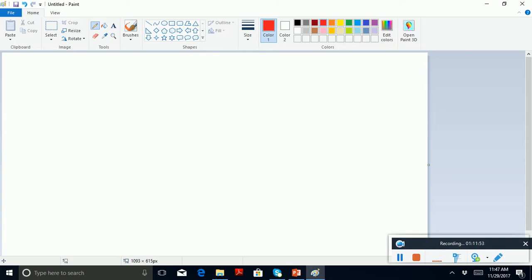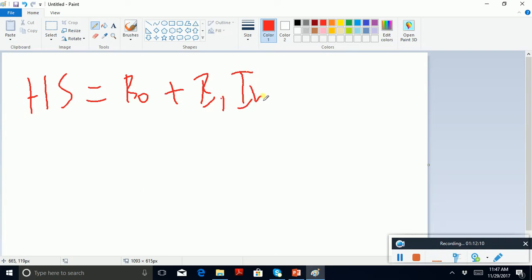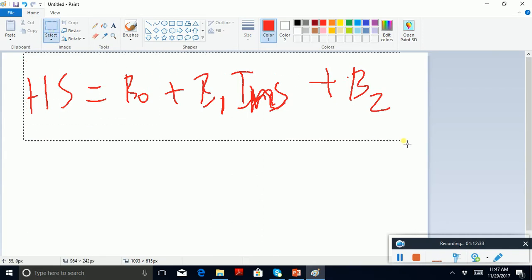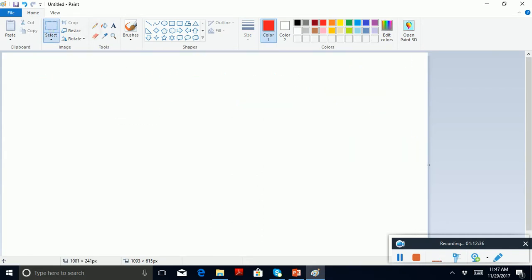Let's say for health insurance, this is your health status, so HS is your health status. Let's say beta 0 is a constant, and beta 1 is health insurance. You might have health insurance, or you might have something else. Let me give another example of why the interaction term is interesting, let me show it to you guys.